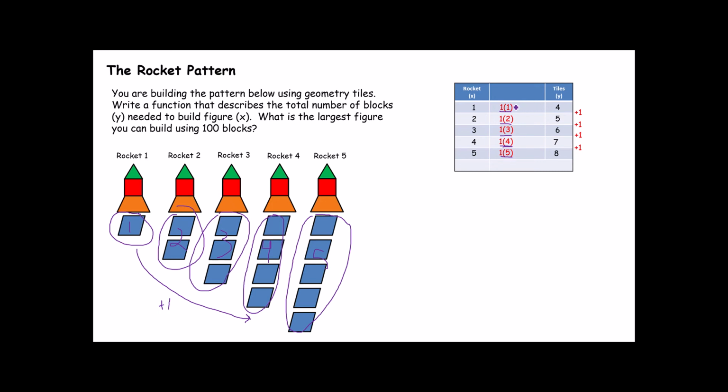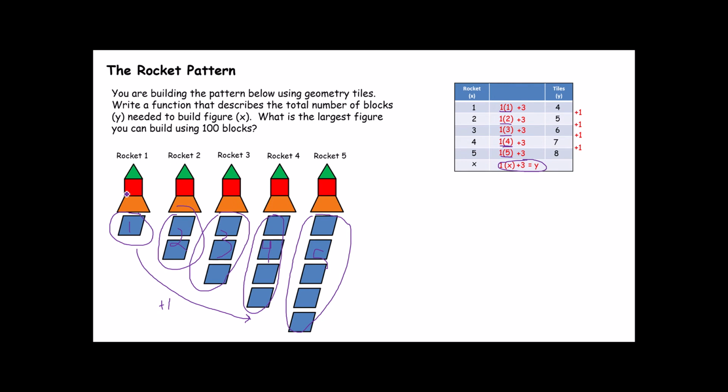But notice, none of these equal the number of tiles they're supposed to. 1 times 1 does not equal 4, 1 times 2 does not equal 5, 1 times 3 does not equal 6, 1 times 4 does not equal 7, 1 times 5 does not equal 8. But when I go to set this up, I do know I'm growing by 1 every time, and I also know these are wrong by the exact same number. All of those need a plus 3. So there's our function, y equals 1x plus 3.